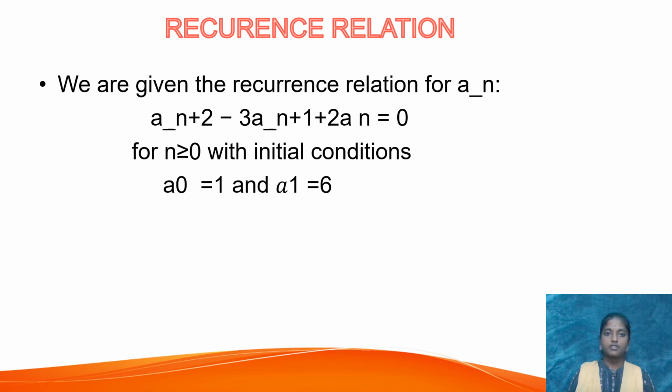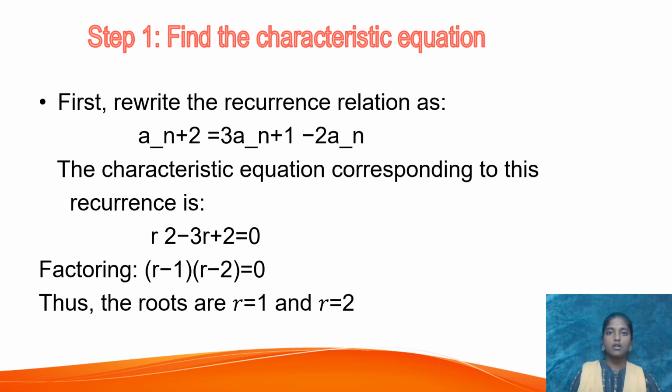First, we should find a recurrence relation for the question. For the given question, we are given the recurrence relation a(n+2) - 3a(n+1) + 2a(n) = 0 for n greater than or equal to 0, with initial conditions a0 = 1 and a1 = 6. Now let us follow some steps to solve this question.